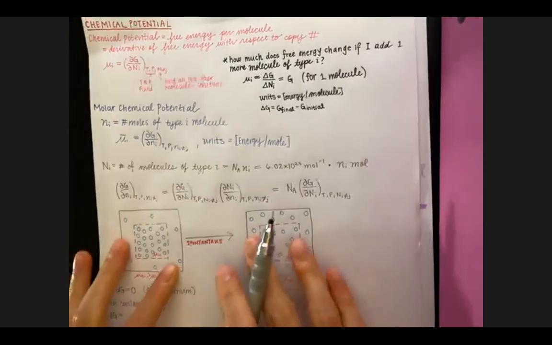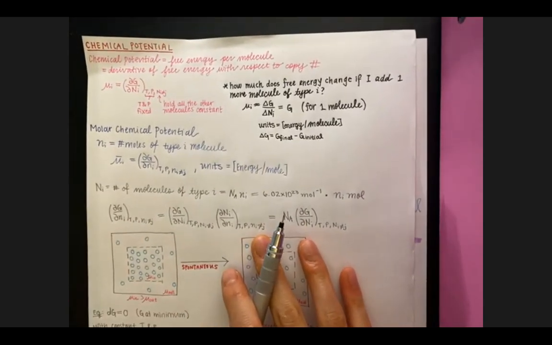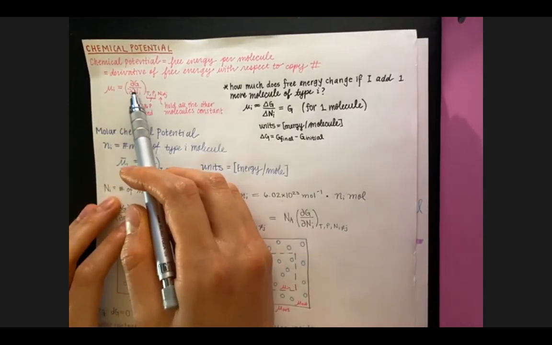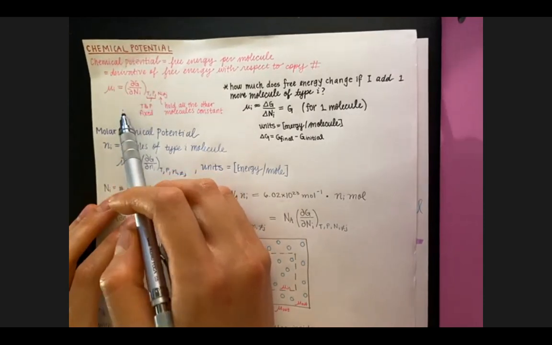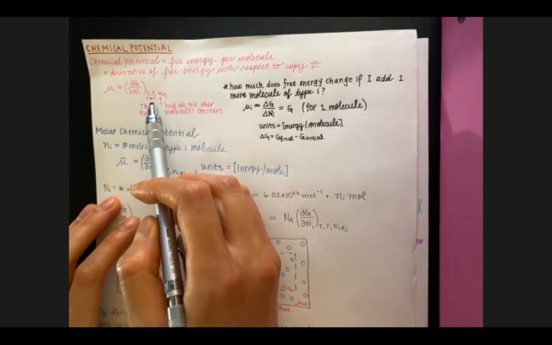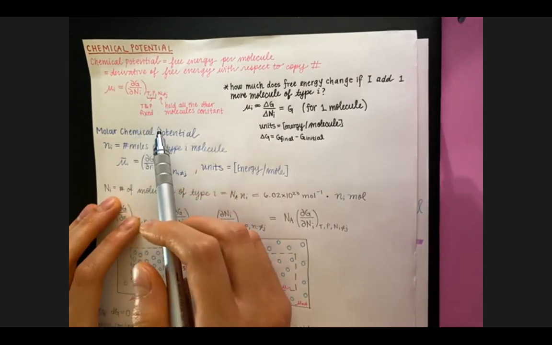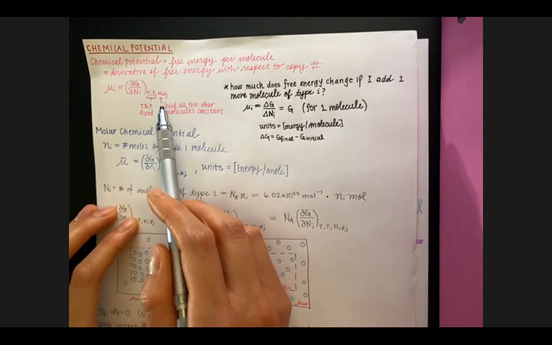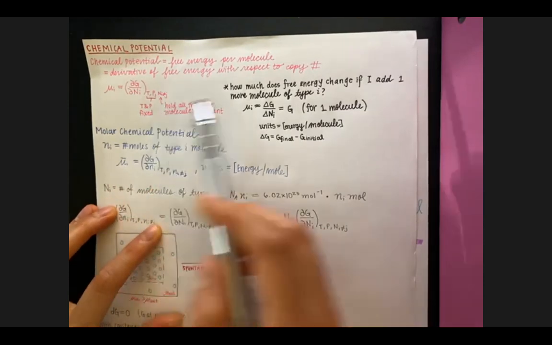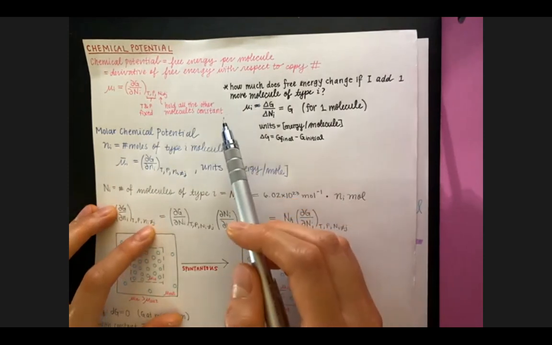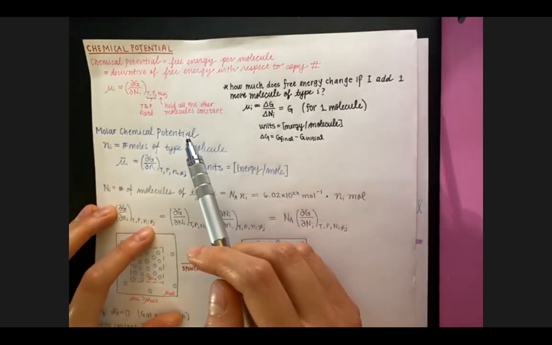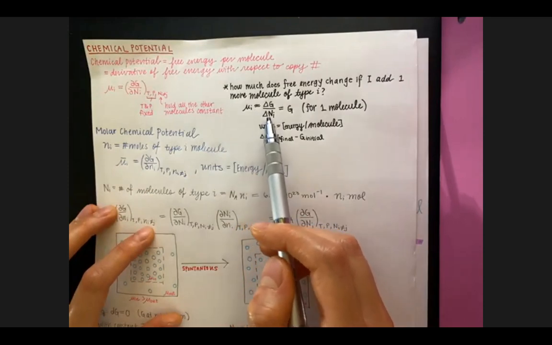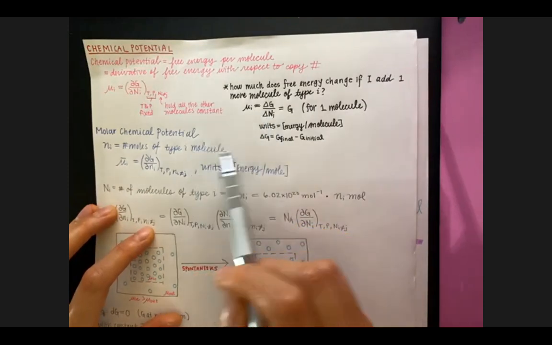I'm going to be going over chemical potential, which is the free energy per molecule. You can also say it's the derivative of free energy with respect to copy number. This notation here means that temperature and pressure are fixed and that we're holding all the other types of molecules constant besides the one we're interested in. Another way to think about this is how much does free energy change if I add one more molecule of type i. And so the chemical potential will be approximately equal to delta G over delta N sub i.